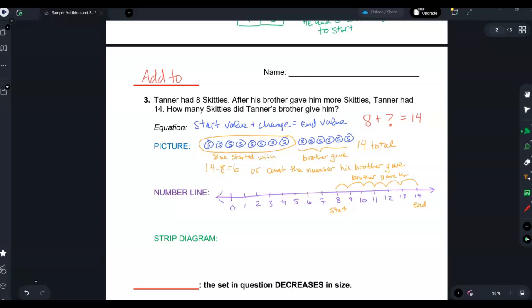And then for the strip diagram, we know our starting value. I tend to put the starting value on the bottom and the ending value on the top, but you don't have to. You could technically put the starting value on the top and then the ending value on the bottom. We don't know what his brother added to that, but we do know the ending value, that when we put the starting amount with what his brother gave him, we get 14. And so let's realize that we need to subtract. So I need 6.